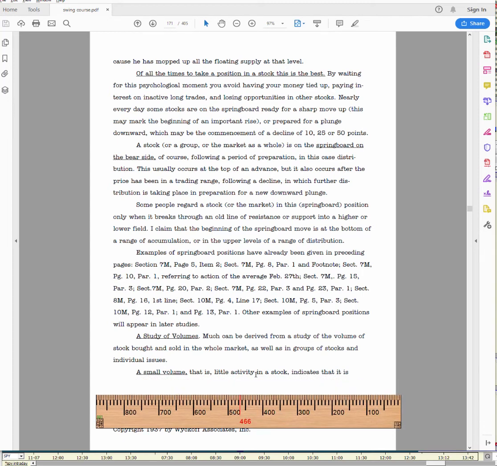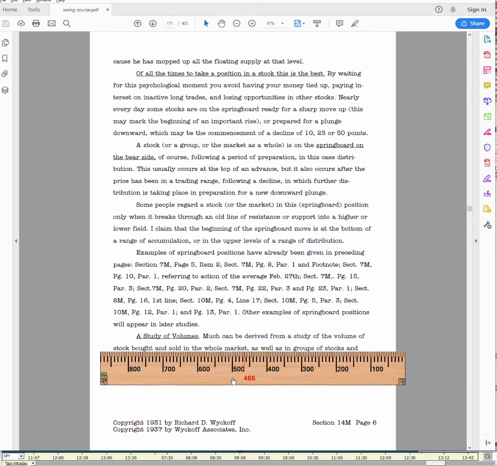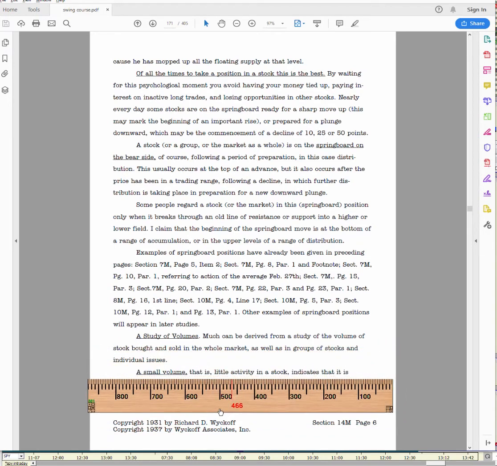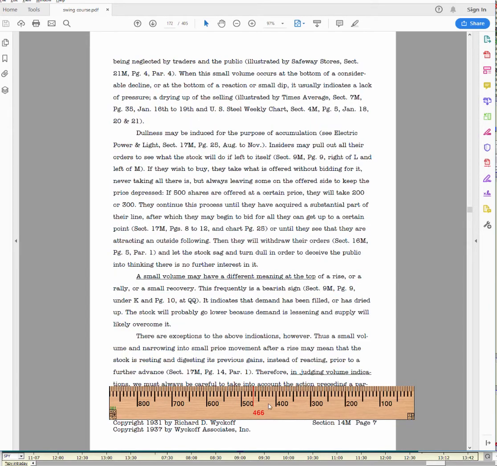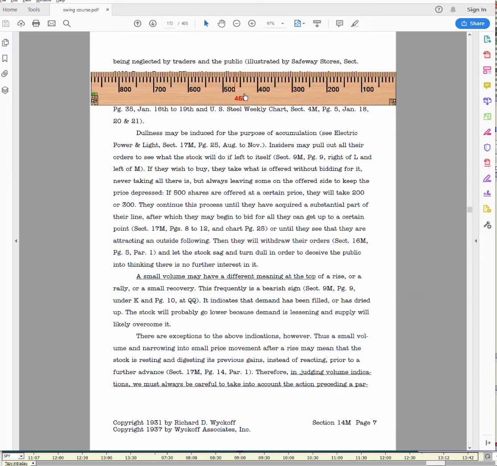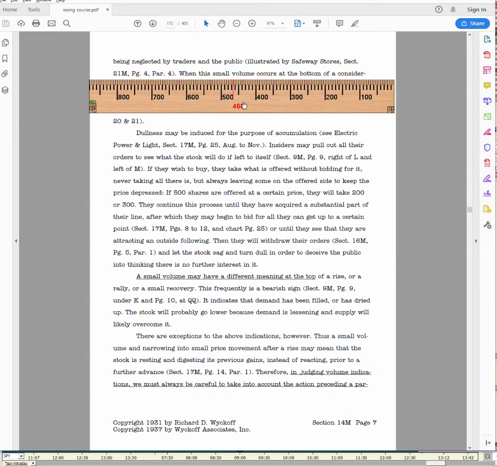Anyway, moving on. A small volume, that is, little activity in a stock. So we talked about high volume, what it means, transfer of inventory at the top and bottom, puts it in a weak or strong position, etc. But what about small volume? What does small volume mean? It means that it is neglected by traders and the public.